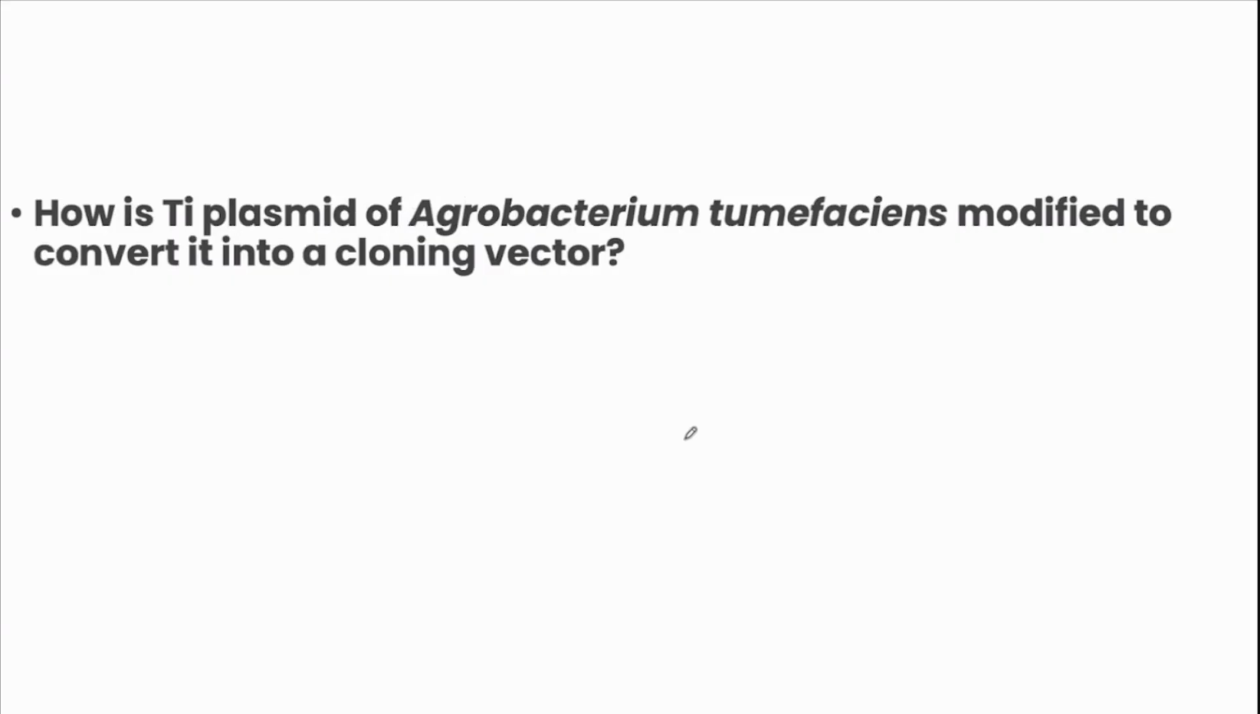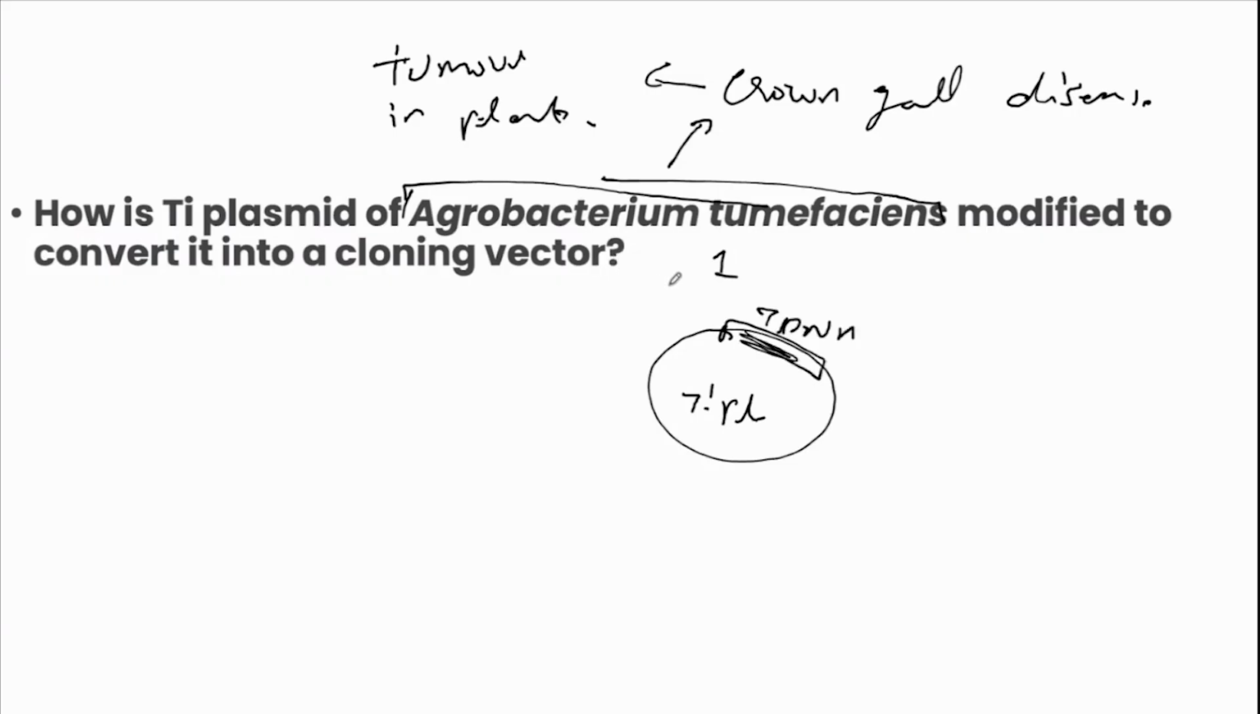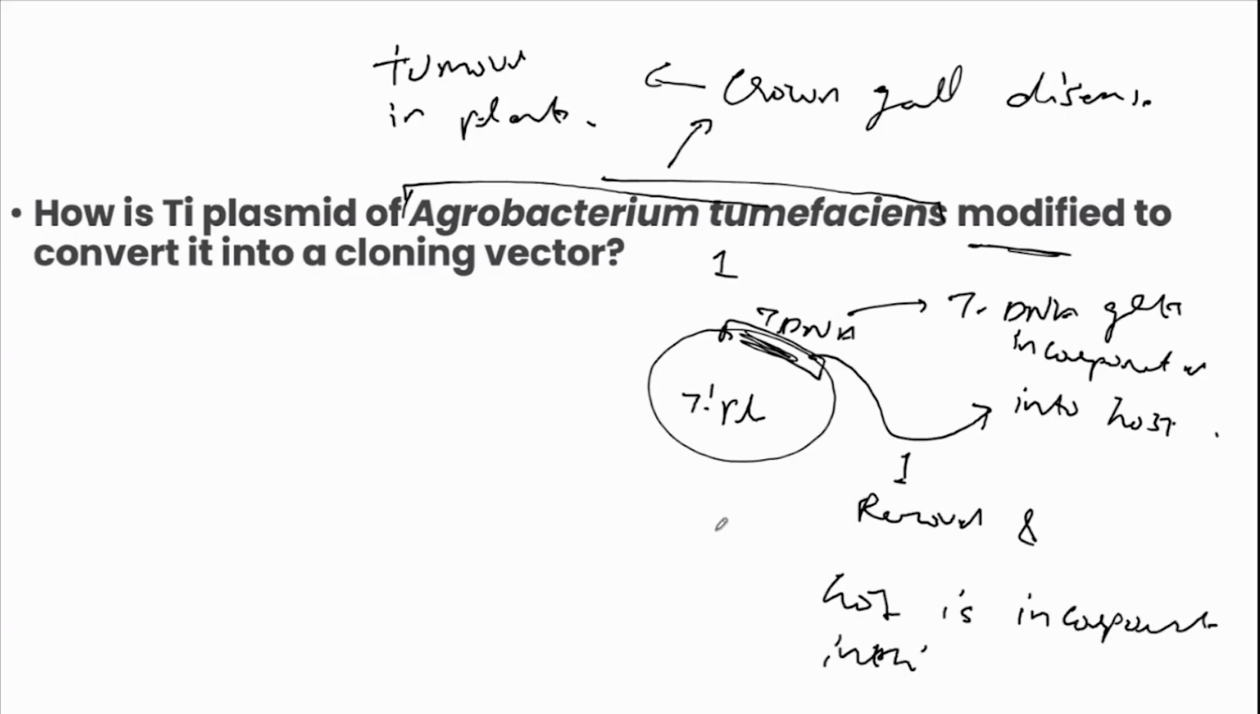Now another question is, how is the Ti plasmid of Agrobacterium tumefaciens modified to convert into a cloning vector? I hope you remember the Ti plasmid. Agrobacterium tumefaciens causes a disease called crown gall disease. It's a type of tumor in plants, basically a cancer in plants, right? How do they do it? They have this Ti plasmid, and in it there is the tDNA, or transfer DNA, which gets incorporated into the host. So the answer is that the tDNA, which is causing the disease, is removed, and the gene of interest is incorporated in that place, and that's how it is used.